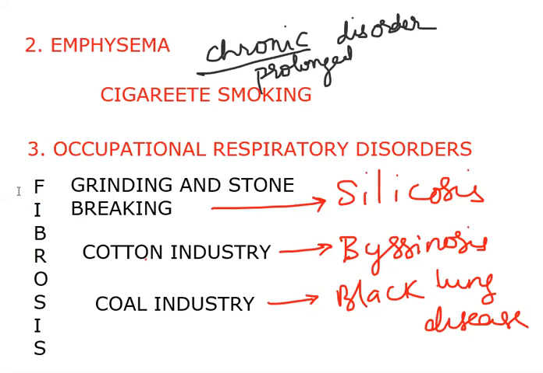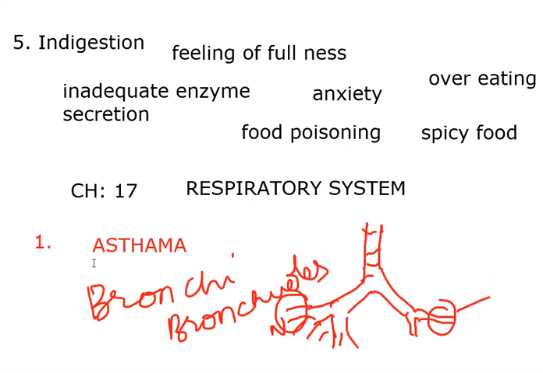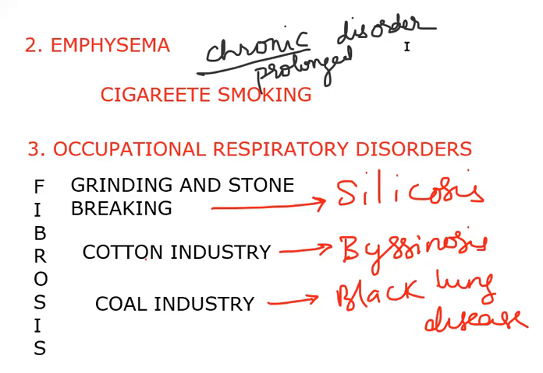Such industries, like grinding and stone breaking, cause silicosis because of the particulate matter; the cotton industry causes byssinosis; the coal industry causes black lung disease. Okay, so let me take a look at the disorders of the respiratory system. We said first asthma, where the bronchi and bronchioles are affected. And then emphysema is a chronic disorder and the major cause is cigarette smoking.